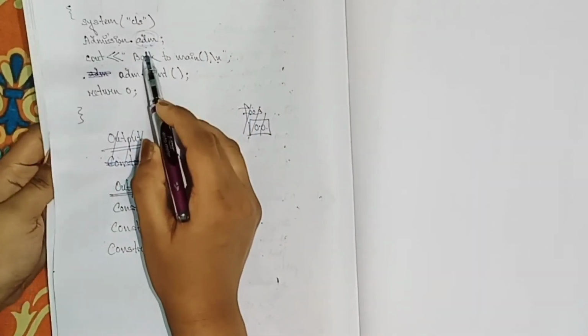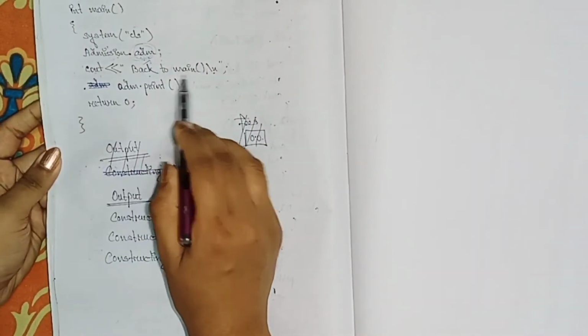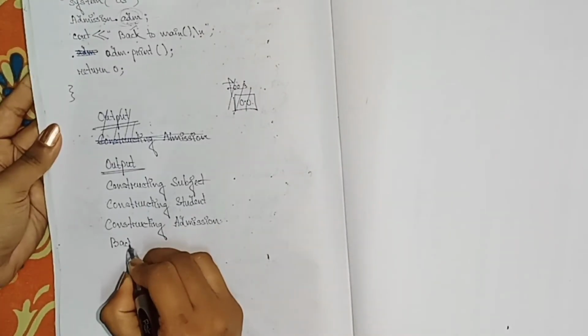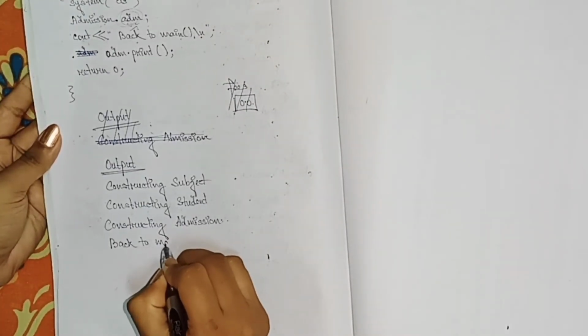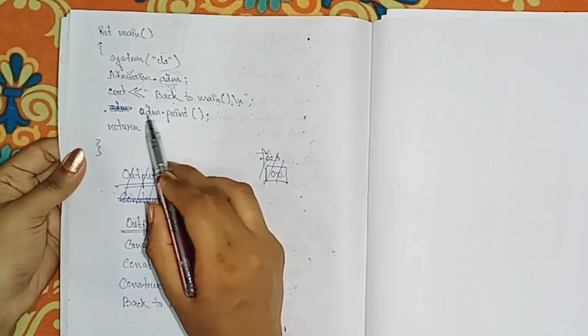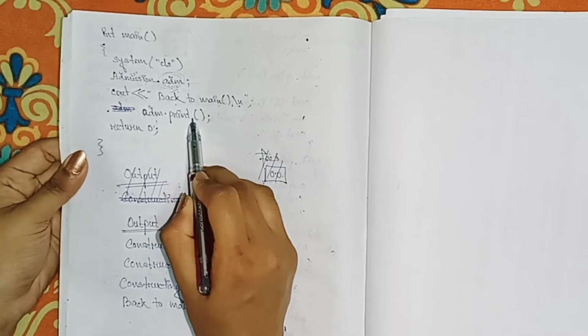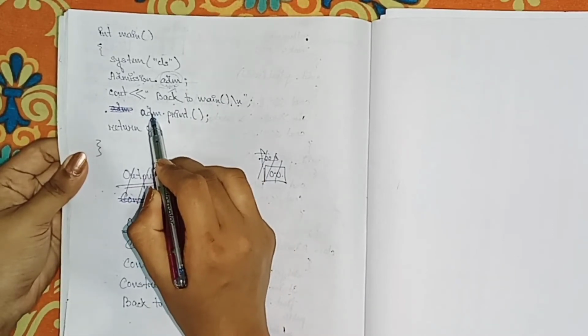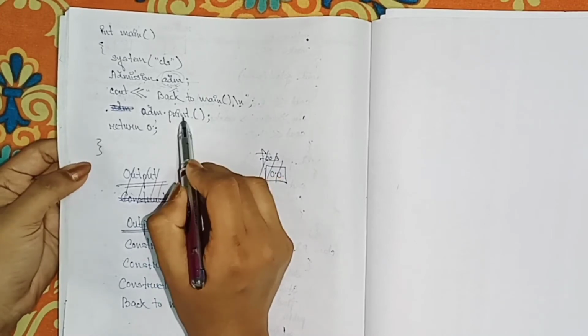Now it will come back to main, and it is finding cout back to main. So what will it write in the output? Back to main, and it will go to the next line. In the next line it is finding adm dot print. Okay, adm means the admission object. It will invoke the print member function of the admission.